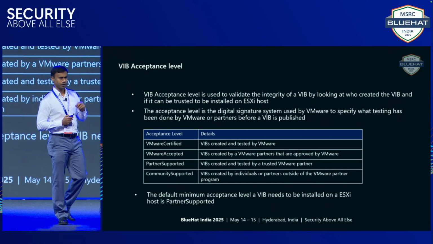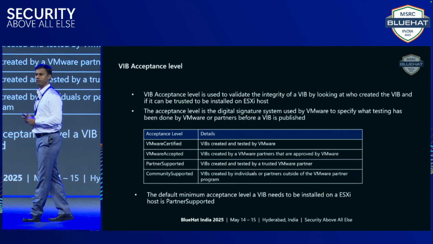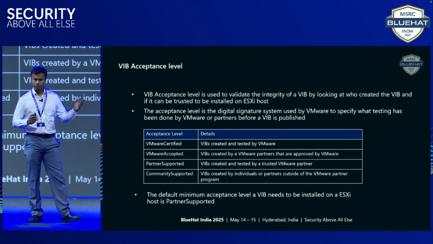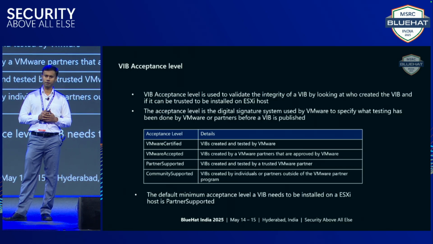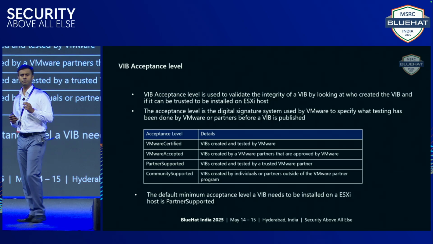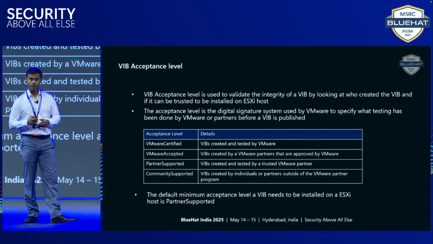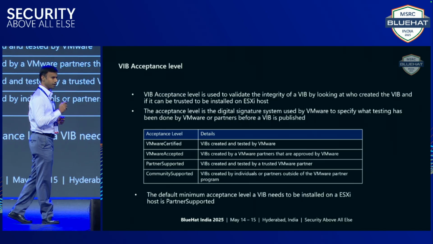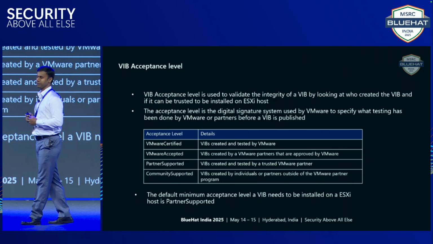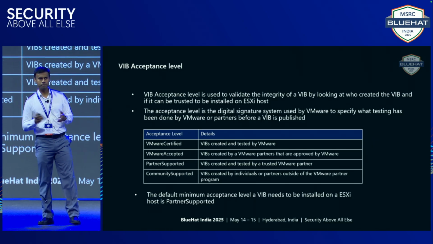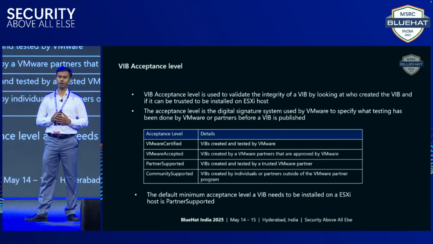So each VIB comes with an acceptance level. So that denotes who created the VIB, as well as what level of testing is done on it. For example, VMware certified VIBs. So these VIBs are created and tested by VMware, right? If it is a VMware accepted VIB, these VIBs are created by the partners, but approved by VMware. The third one is partner supported VIBs. So these are created and tested by VMware partners. The last one is community supported VIBs. These VIBs are created by any individuals. Even the threat actor malicious VIBs are denoted as community supported VIBs.